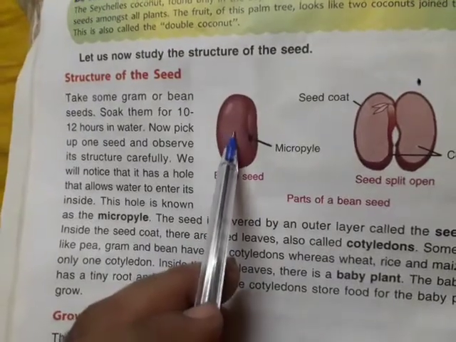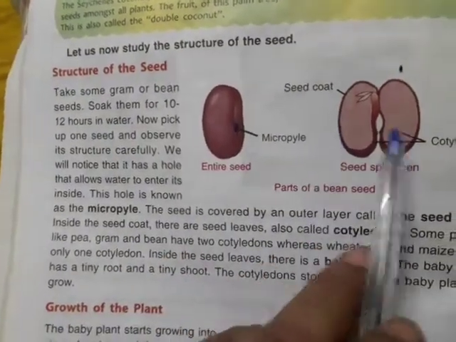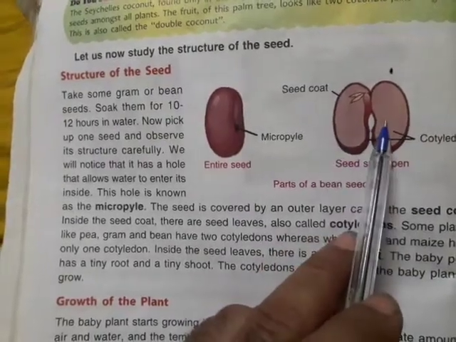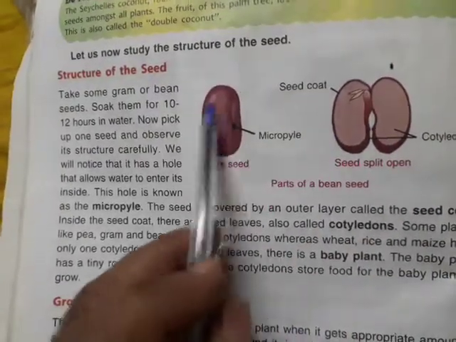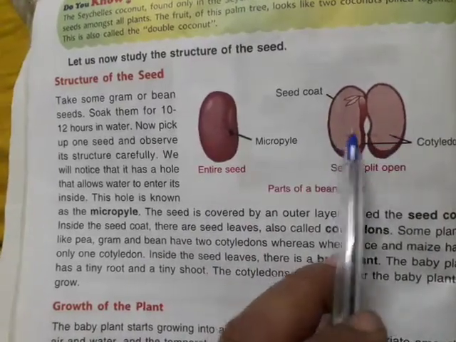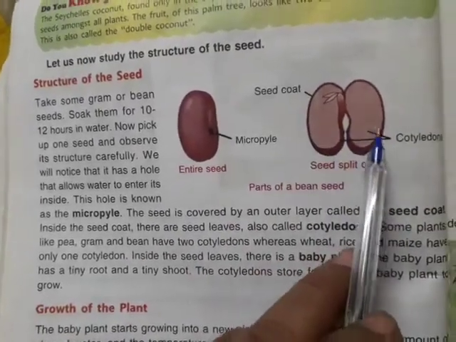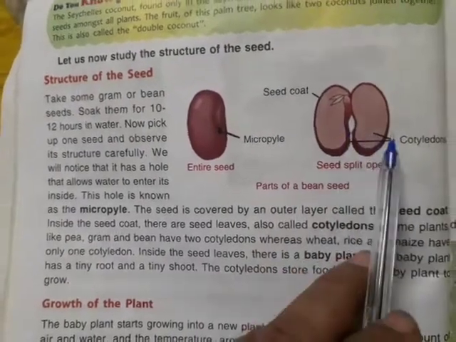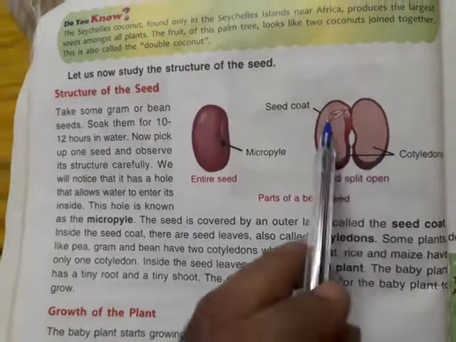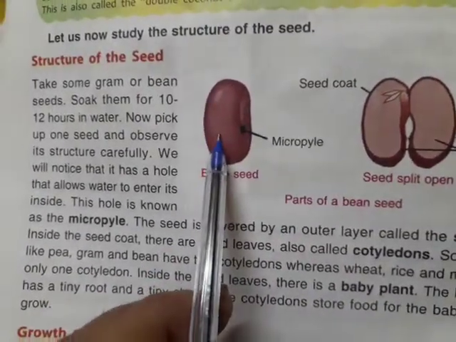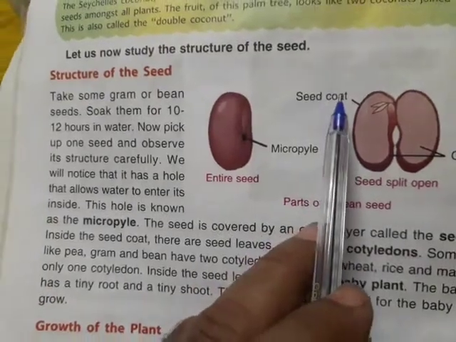A seed may have two parts or a single part depending on the type of the seed. Here we have a seed of bean which is in two leaves. These are called cotyledons. And the outer covering of the seed is called the seed coat.